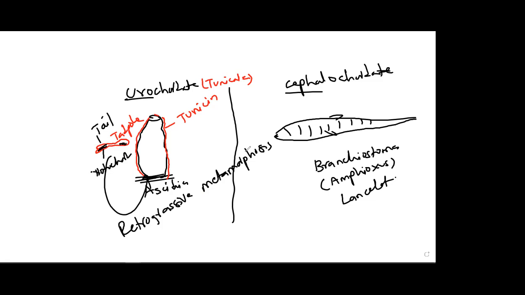Now, what is progressive metamorphosis? The larva with primitive characters develops into a well-developed adult, isn't it? But here the larva with well-developed chordate characters degenerates during the course of development. Hence, it is called reverse development. Examples: Ascidia, Salpa, Doliolum.